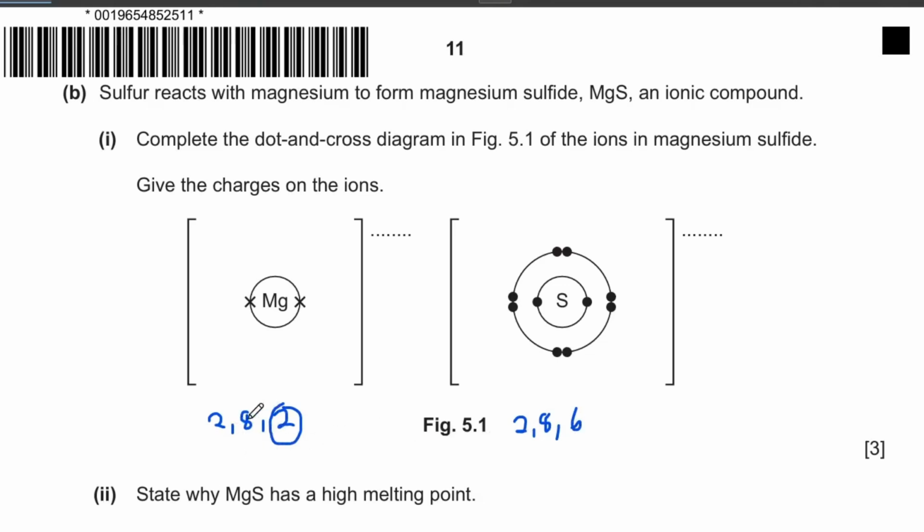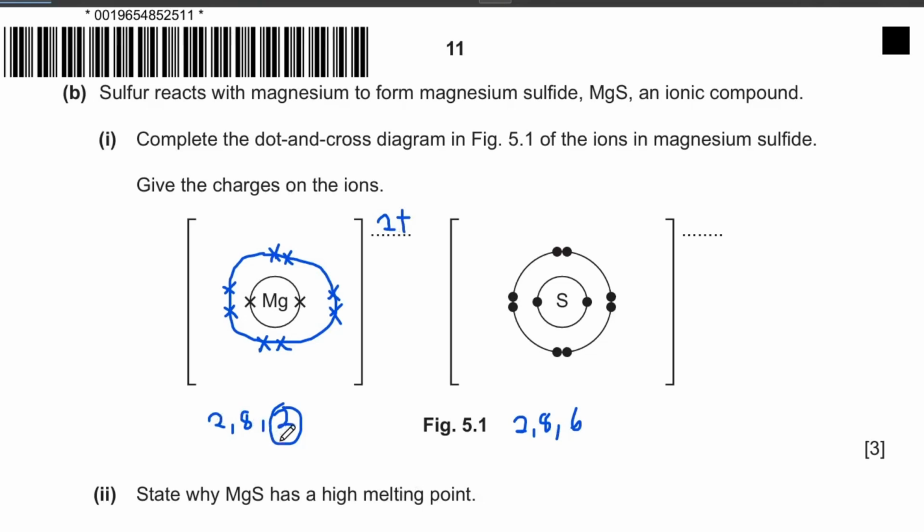So for magnesium, we already have the first shell, which is 2. So we're going to draw the second shell, which contains 8 electrons. So that is all for magnesium. Remember, it's giving out 2 electrons. So that means it's going to be positively charged. When metals give electrons, they become positively charged because there will be more protons than electrons. So therefore, it's going to be 2 plus.